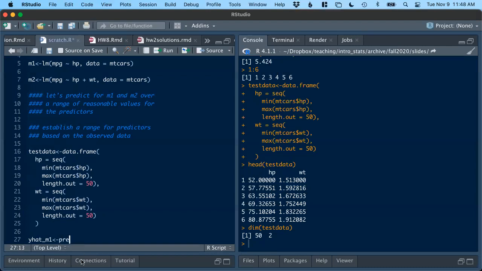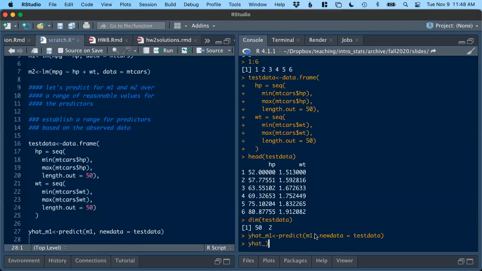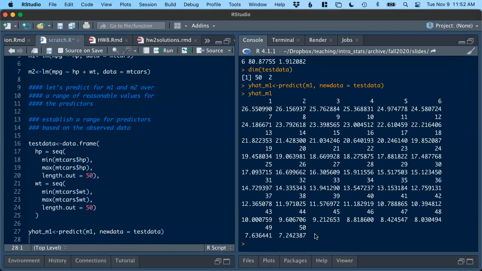So for M1, how would I generate predictions for this? I would predict with M1, comma, new data equals what? Test data. Test data is the name of the data frame that I've put my, we could call it counterfactual data, prediction data. It's fake data, right? I often call it fake data, right? Because it's not real data. It's just some hypothetical range that I'm working over. We'll call it new data equals test data. And then we're going to get a vector of y hats. Those are our predictions from model 1.